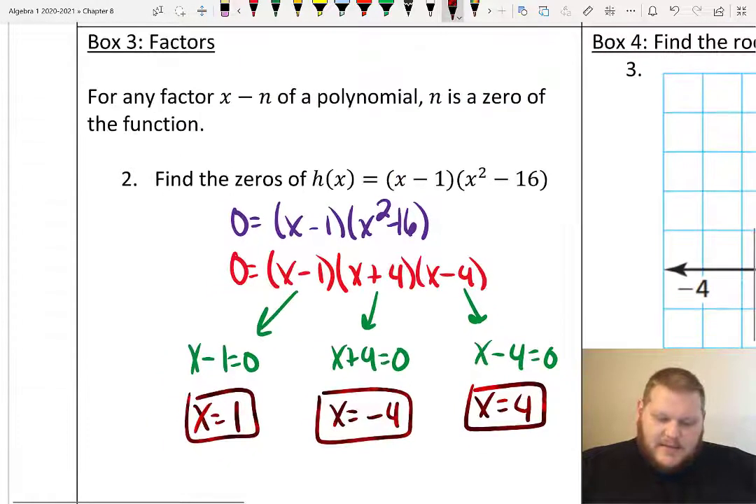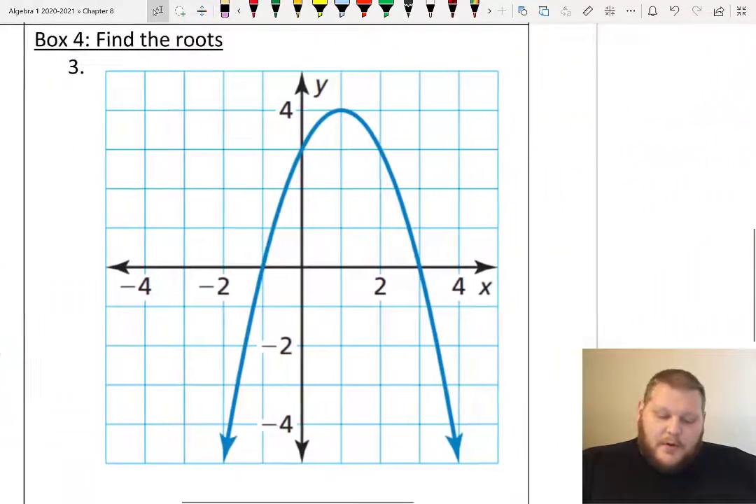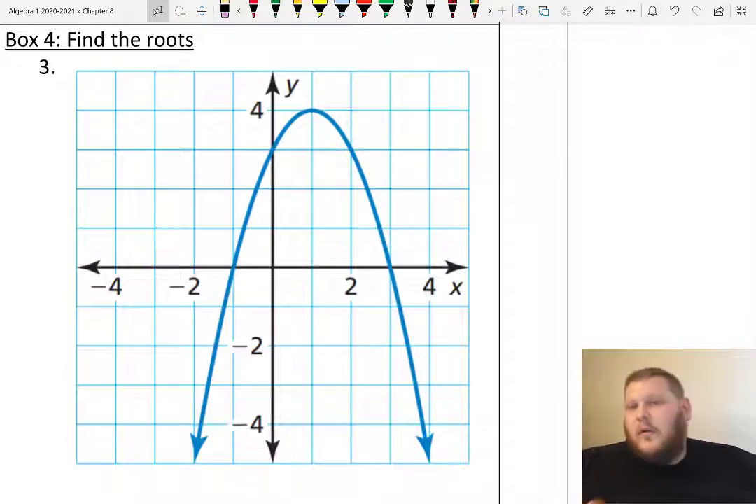Still the same process. Our last box here, box number 4, is all about finding roots or finding zeros. Again, those are synonymous with each other, but now it's given a graph. So we're not given an equation that we're asked to solve. We're given the picture of our graph and asked to find the zeros, or in this case, find the roots, which you hope and pray that there's lots of these on the test because they are so super simple.